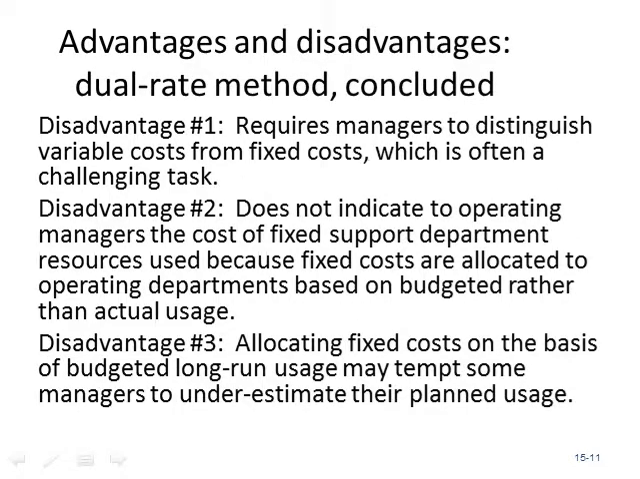There are some disadvantages to the dual rate method as well, which include the requirement that managers distinguish variable costs from fixed costs, which is often a challenging task. Another disadvantage is that the dual rate method does not indicate to operating managers the cost of fixed support department resources used, because fixed costs are allocated to operating departments based on budgeted rather than actual use. And then finally, a disadvantage is that allocating fixed costs on the basis of budgeted long-run usage may tempt some managers to underestimate their planned usage.